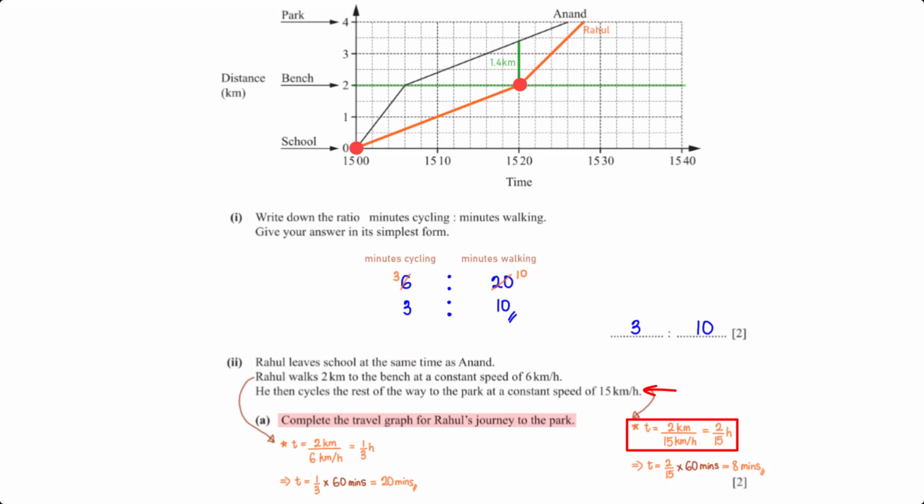To convert this to minutes, we multiply 2/15 by 60, which gives us 8 minutes. Each horizontal line segment is 2 minutes, so for 8 minutes, we count 4 horizontal line segments. And now that he is at the park, we mark this as the next point. Now we connect the points with straight lines.